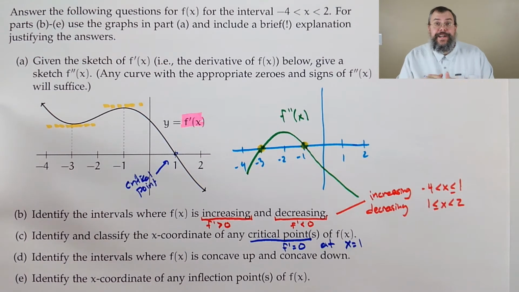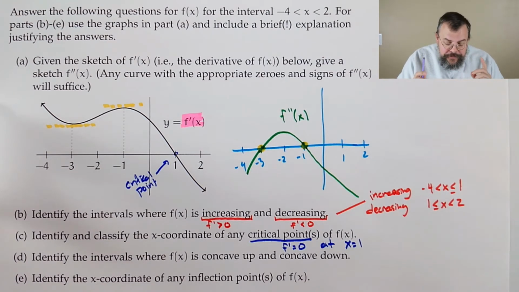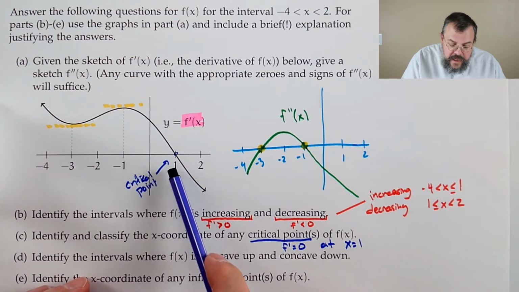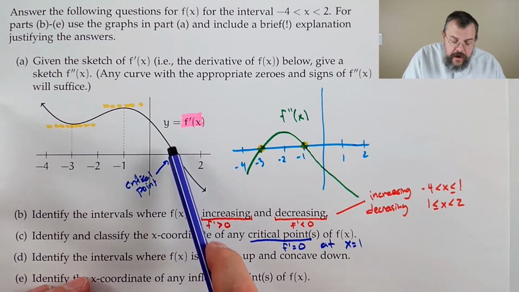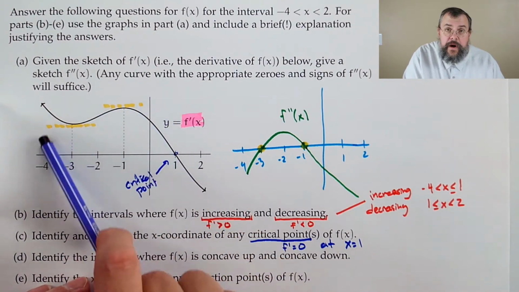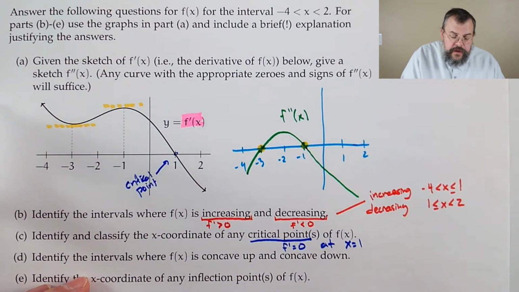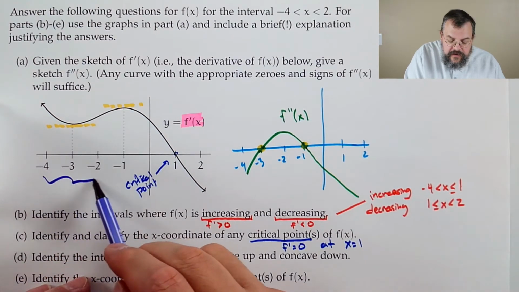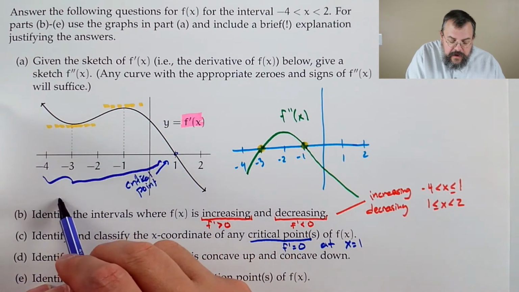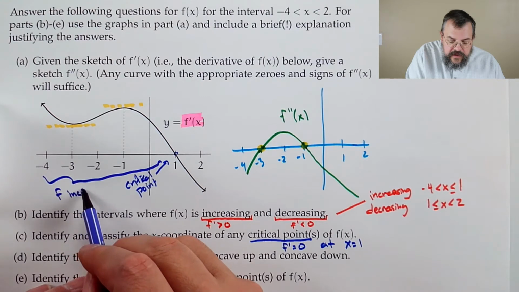But what kind of critical point? So the way to figure that out is we ask ourselves the question, what's happening to the left? What's happening to the right? We check both sides. Now, to the left of our critical point, our derivative is positive. So what we really should be saying here is that this stretch here, this is where our function is increasing.